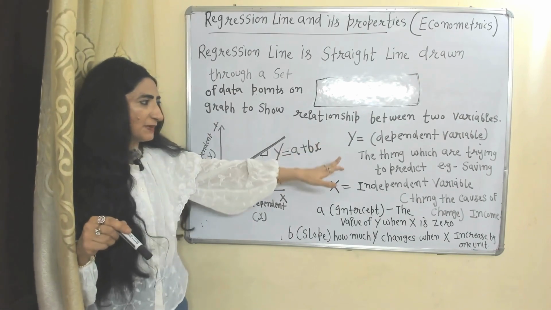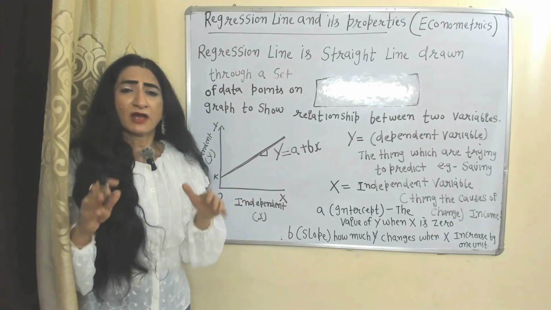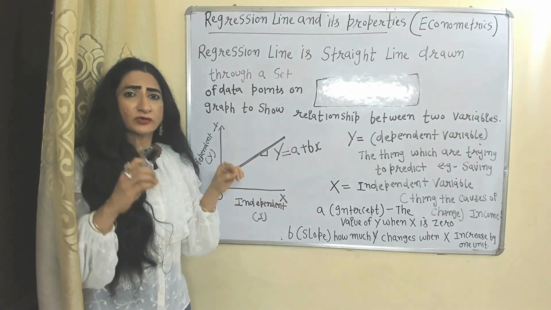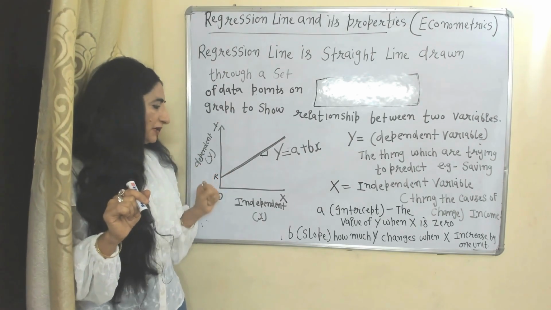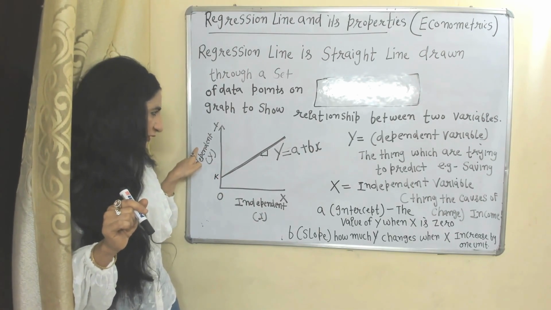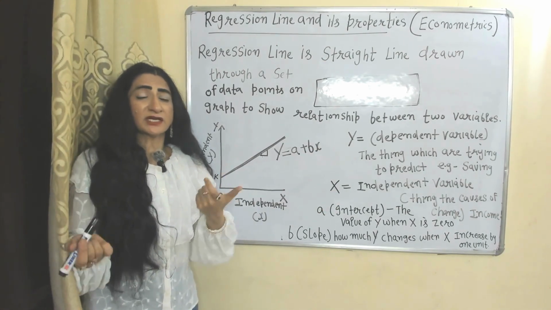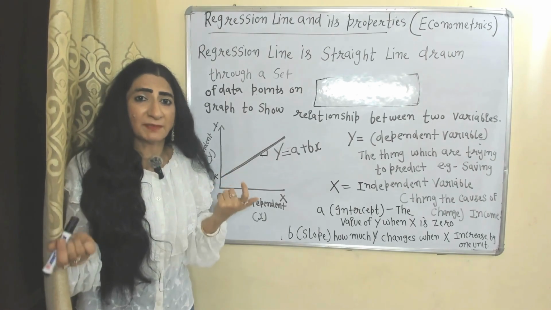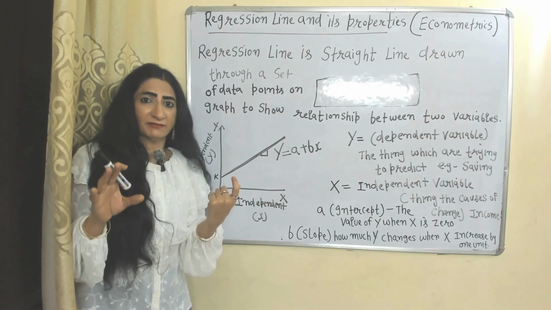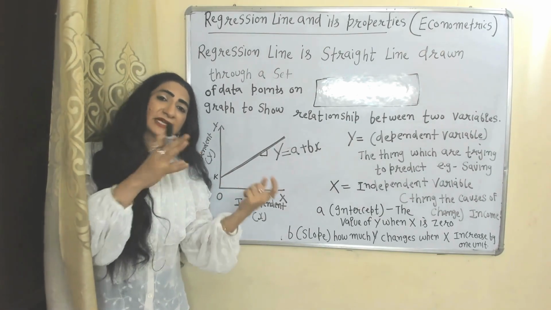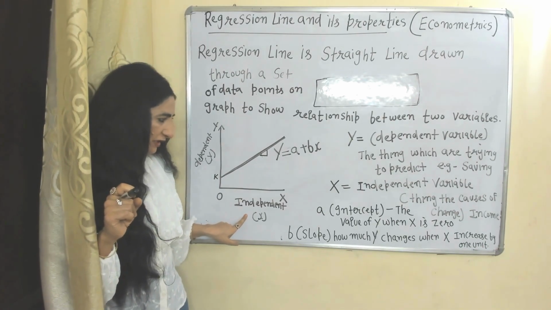Here y is the dependent variable, meaning the thing which you are going to predict. For example, predicting your saving, which will be called the dependent variable. X is the independent variable, meaning the thing which is the cause of change in the dependent variable. For example, your income is an independent variable because your income can change your saving.